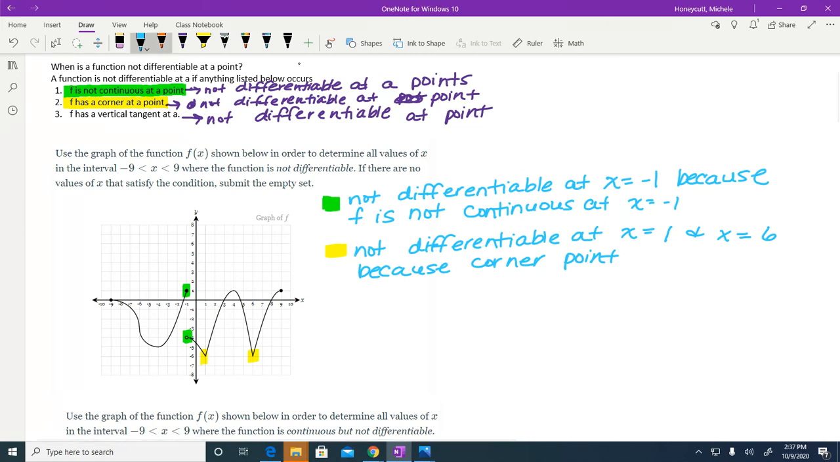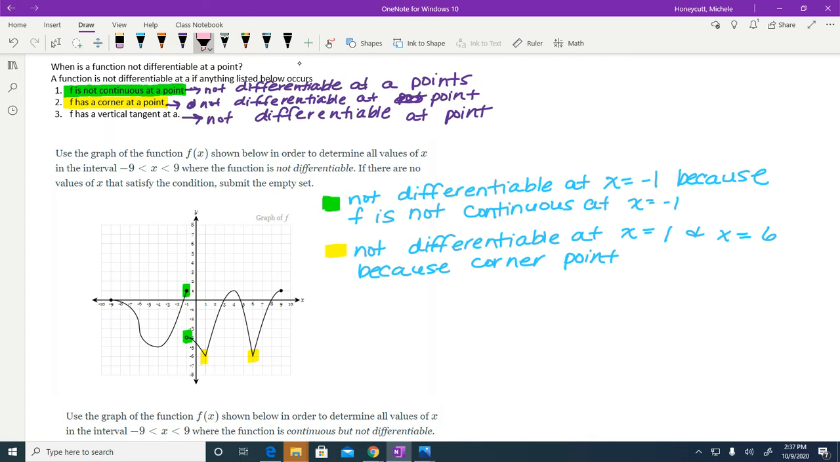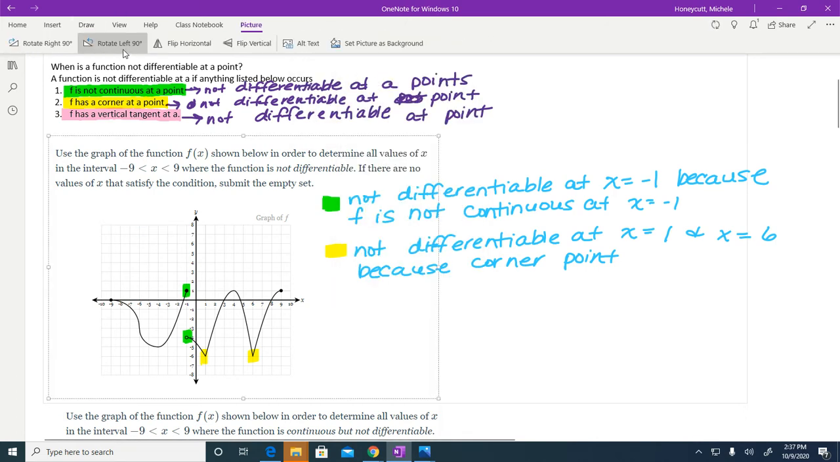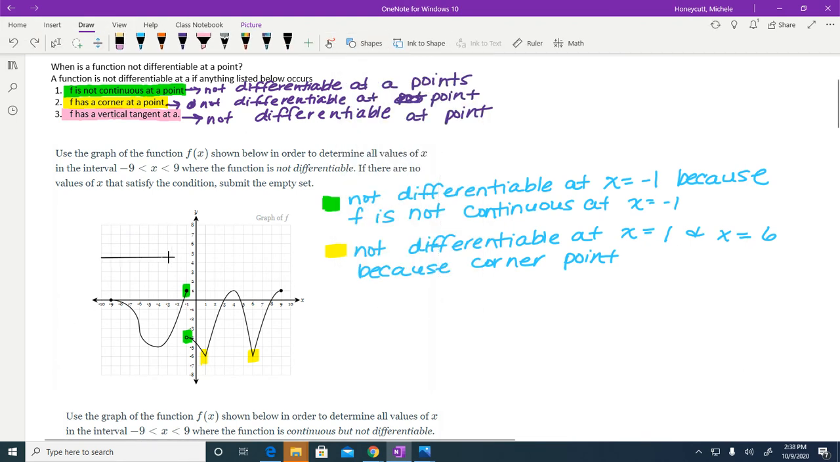Okay, then finally I'm going to find my last place where the function is not differentiable: anytime there's a vertical tangent line. So when I'm looking for a vertical tangent line, I'm following the path of the curve, and I'm trying to see if there's a place where a tangent line drawn at that point would be temporarily vertical. It's going to be hard for me to show on the computer, but I'll do the best I can. It might help if you draw a line and try to drag it around your curve.